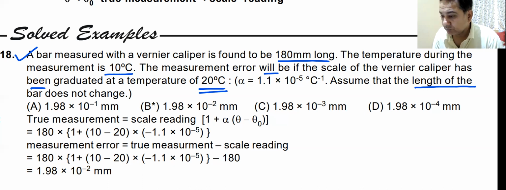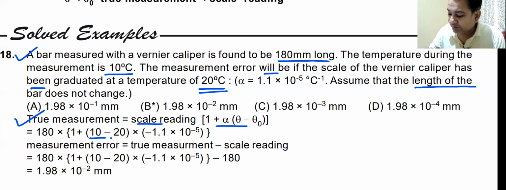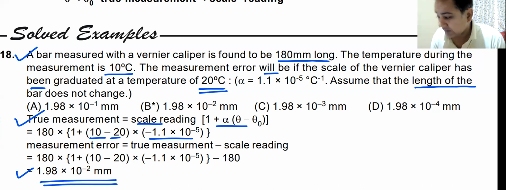Sir, explain, sir, once. Got the answer? Yes, sir. Yes or no? Yes, sir. So you just need to put the formula, right? True measurement is scale reading into 1 plus alpha into theta minus theta naught. Just put the values there, and alpha naught is 0. So you get your final answer.